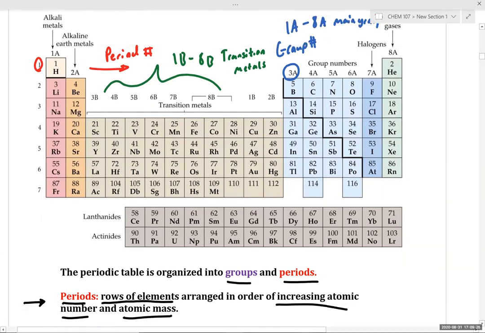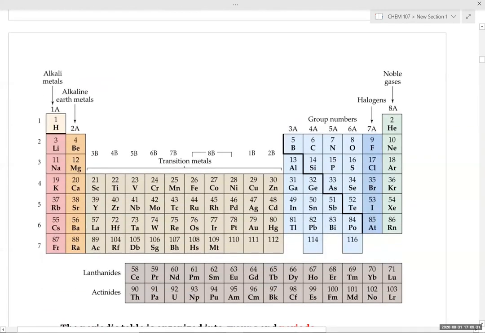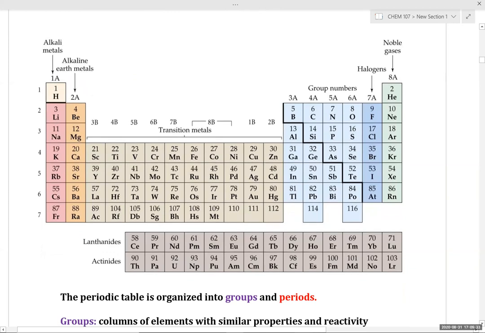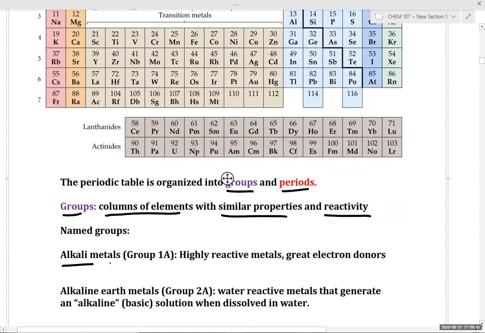So let's continue on with this, and let's talk about the named groups. So we know that the periodic table is organized into groups and periods. For groups, these are columns of elements with similar properties and reactivity. So for our named groups, we have the alkali metals. These are group 1A elements. These are highly reactive metals, and these are great electron donors. These, in general, love to react with water.